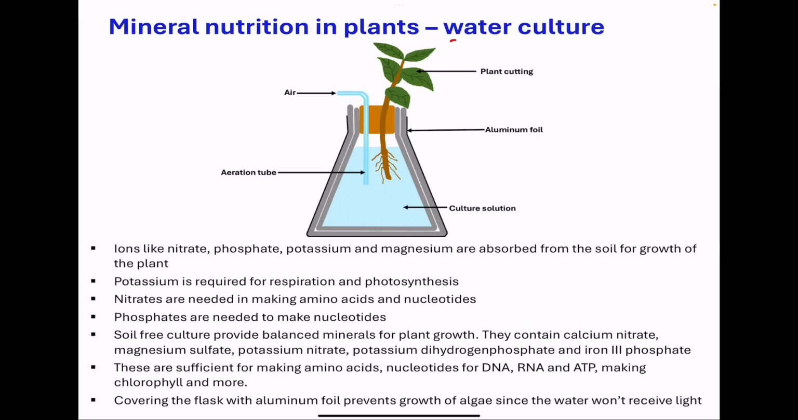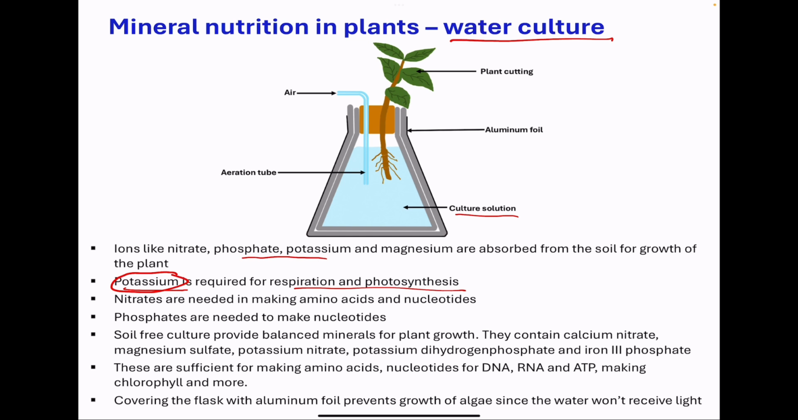In some experiments, they use water cultures where soil is not used, but we use a culture solution containing appropriate ions. The key thing is nitrates, phosphates, potassium, magnesium, and so on should be provided because they are necessary for plants to grow. Potassium is useful in enzymes involved in respiration and photosynthesis, so this has to be provided.